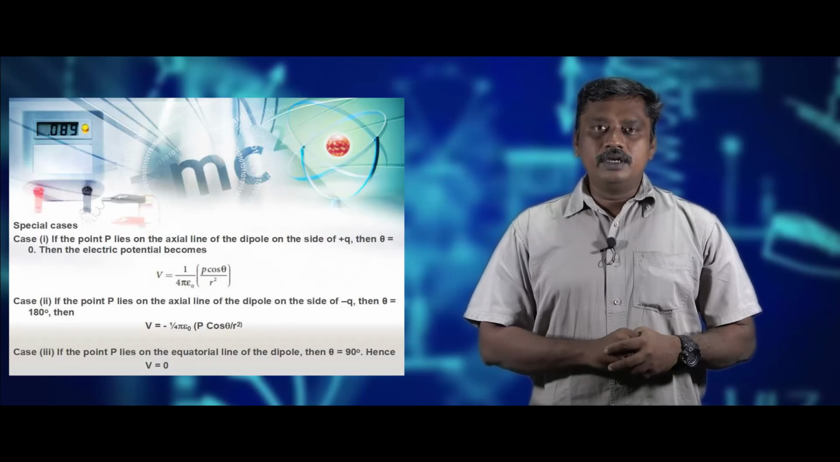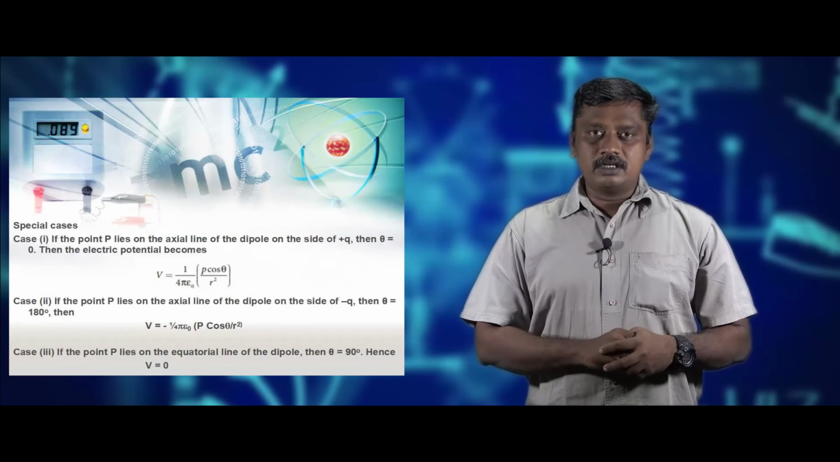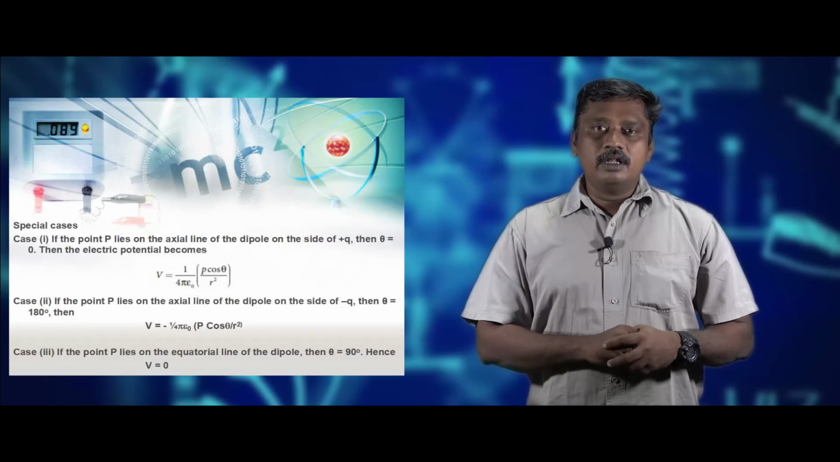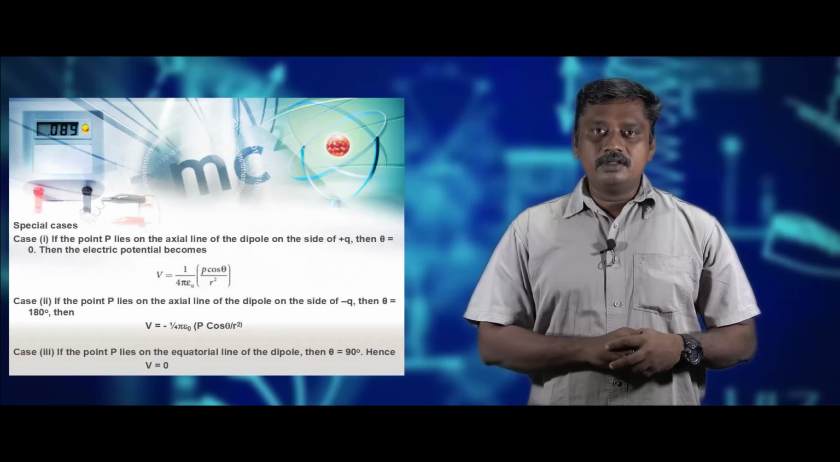And in case 2, theta is equal to 180 degree. It means that the point P lies on the left side of the minus q charge. If it lies on the left side of the minus q charge, then we have cos 180. Therefore, V is equal to p cos 180 by 4 pi epsilon naught r square. Cos 180 is equal to minus 1. Therefore, V is equal to minus p/4 pi epsilon naught r square.